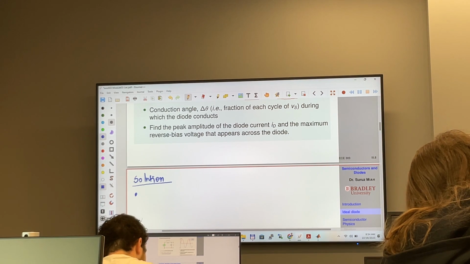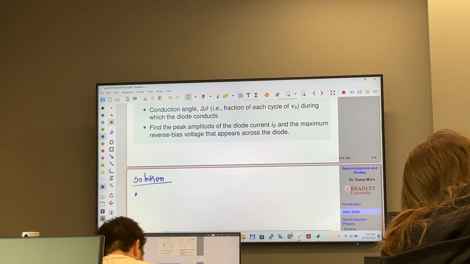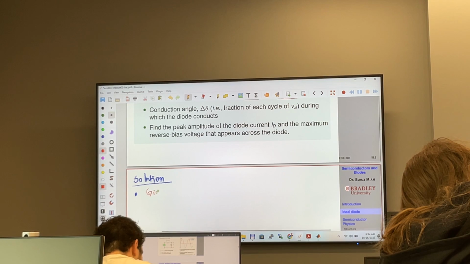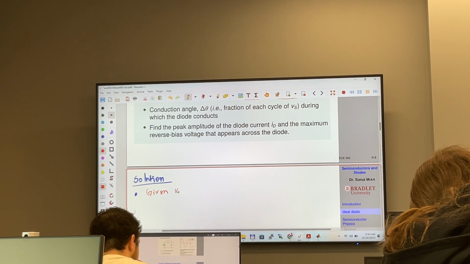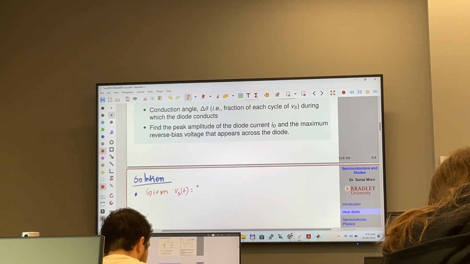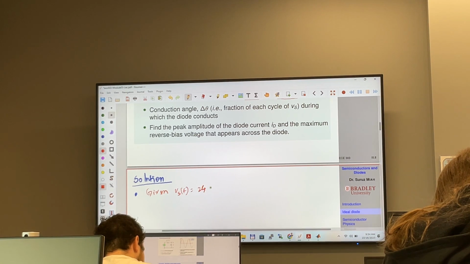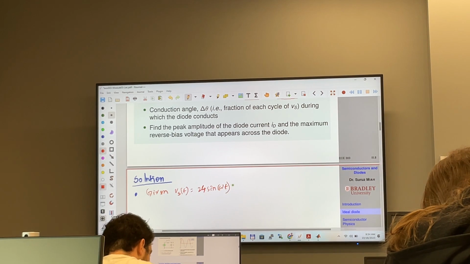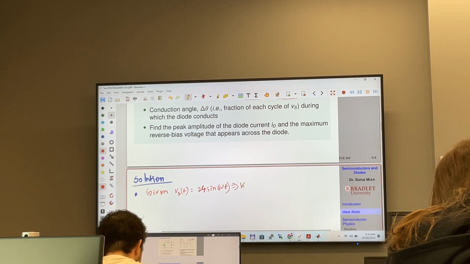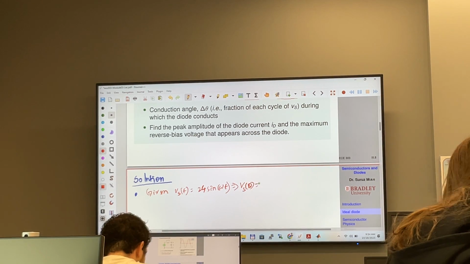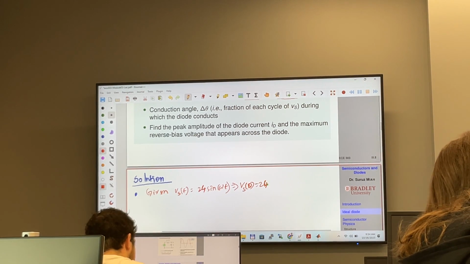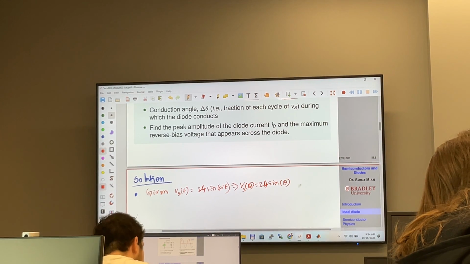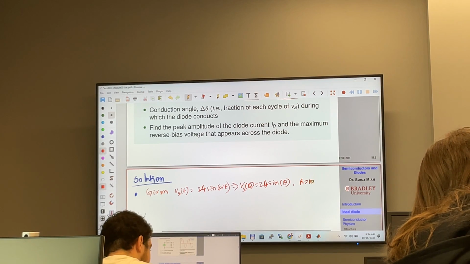So we are given Vs(t) equals 24 sine omega t. We don't know what the frequency is, so we write Vs in terms of theta. It is 24 sine theta. Okay. R equals 100 ohm.